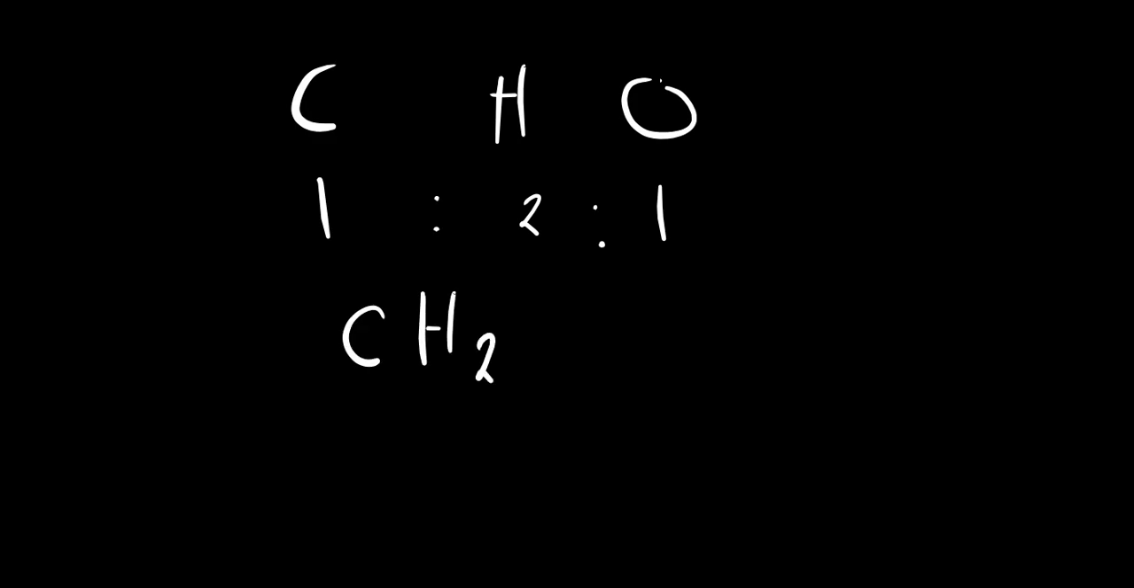Now, monosaccharides are carbohydrates that contain carbon, hydrogen, and oxygen. These usually occur in the ratio 1 to 2 to 1. So you have 1 carbon, 2 hydrogens, and 1 oxygen. Hence the general formula for a monosaccharide, or the empirical formula, the simplest whole number ratio, will be CH2O. Then it depends on the number of carbons it has, with n representing the number of carbons.